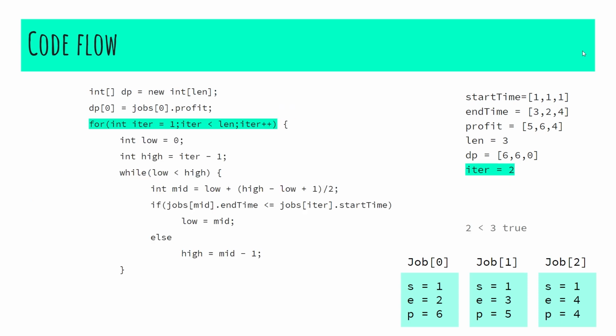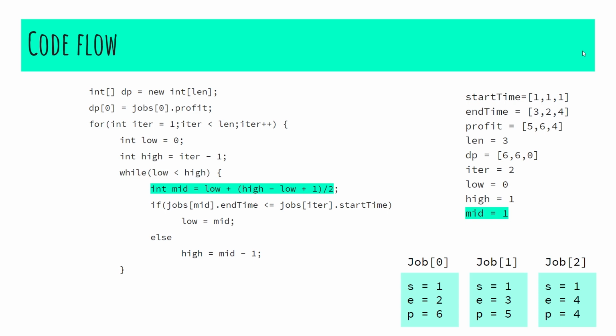Now we are going to iterate once again. Now my iter value is incremented to 2. I'm going to again initialize my low variable to 0, and my high value would be 1. Now as you can see, 0 is less than 1. Therefore, we'll enter into the while loop.